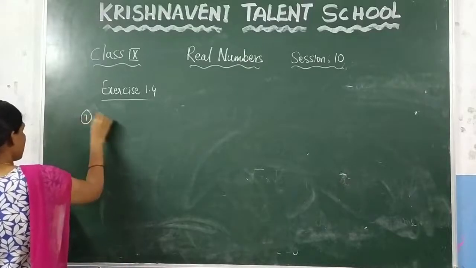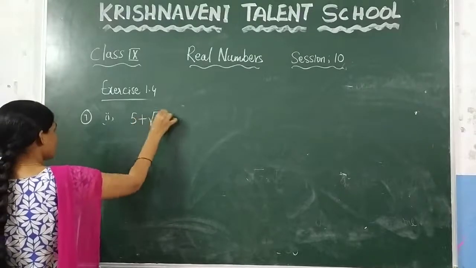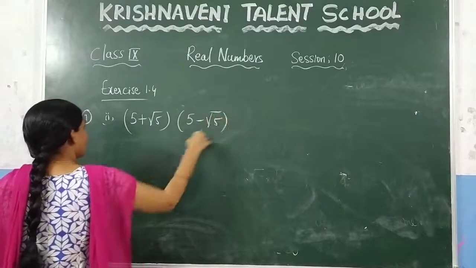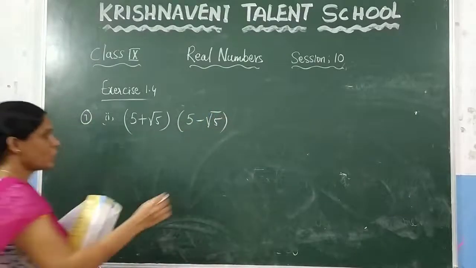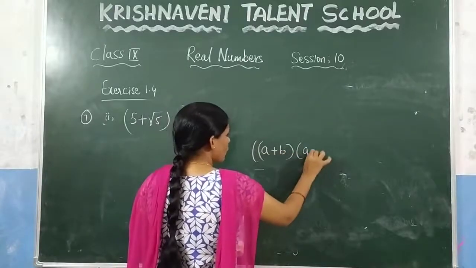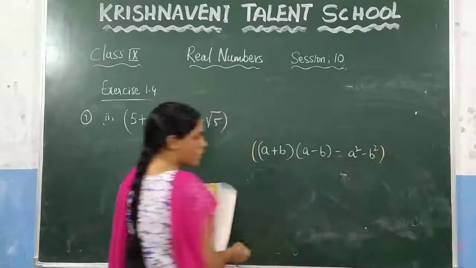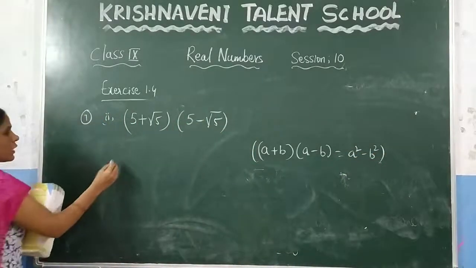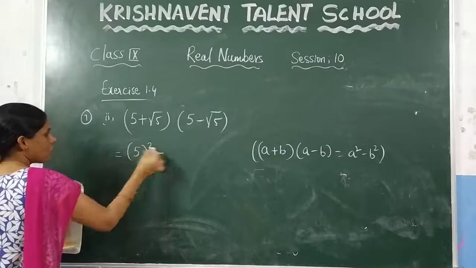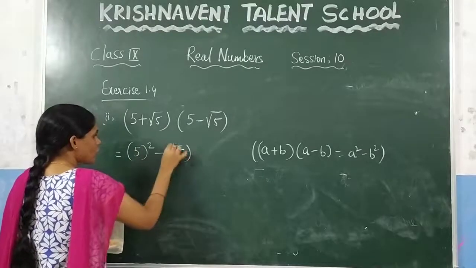In the first question, second bit, 5 plus root 5 into 5 minus root 5. Clearly you can observe that it is in the form of a plus b into a minus b. What is the formula for a plus b into a minus b? You know that the value is a square minus b square. Just substitute in that. Here what is the value of a, which is 5 square, minus what is the value of b? Root 5. So you can write it as root 5 whole square.